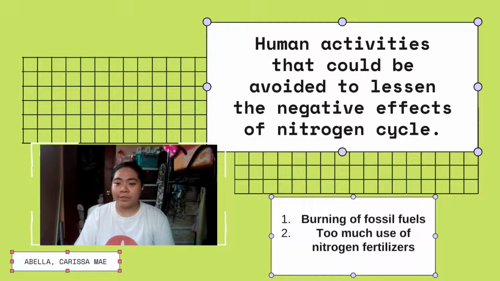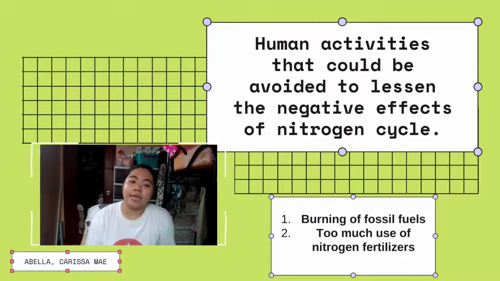So, human activities that could be avoided to lessen the negative effects of the nitrogen cycle. Some of the examples are burning of fossil fuels and too much use of nitrogen fertilizers. The nitrogen cycle involves many natural feedback relationships between plants and microorganisms. Excess nitrogen from human activities pollutes freshwaters and coastal zones and may contribute to climate change.